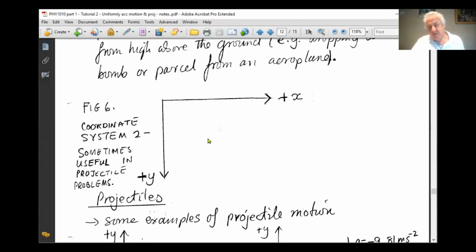In fact, you can define your coordinate system any way you want, as long as once you've defined it, you stick to the directions and attach vectors, components of vectors with the appropriate sign relative to the coordinate axes.